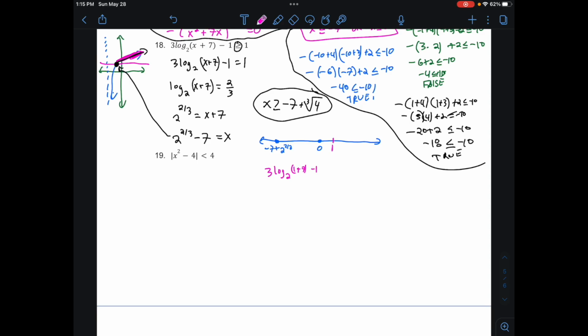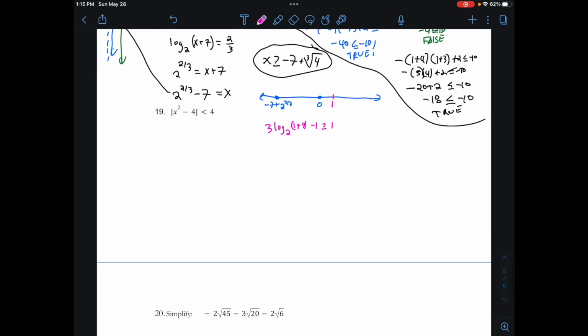So 3 log base 2 of 1 plus 7 minus 1 greater than or equal to 1. Is that true? Well, 3 log base 2 of 8 minus 1 is greater than or equal to 1. It's 3 times 3 minus 1, 9 minus 1, 8. Okay, so that's true. That means this works. Everything to the right of here should be true, meaning that our inequality was correct.